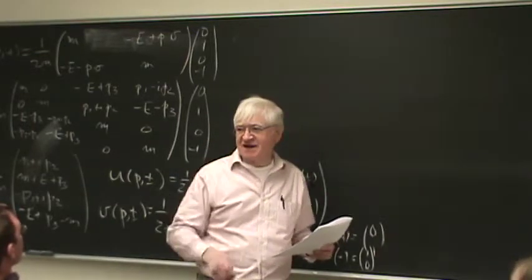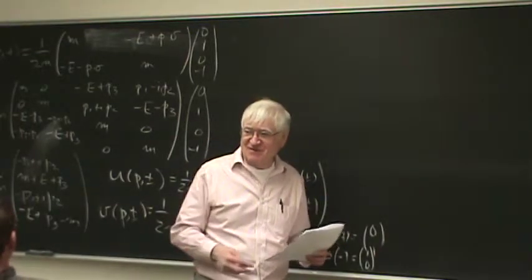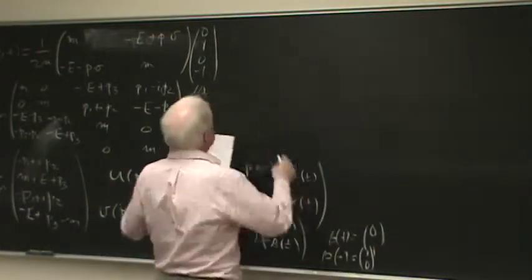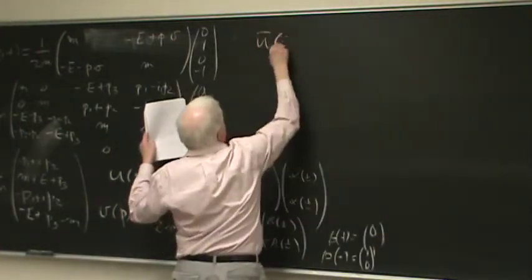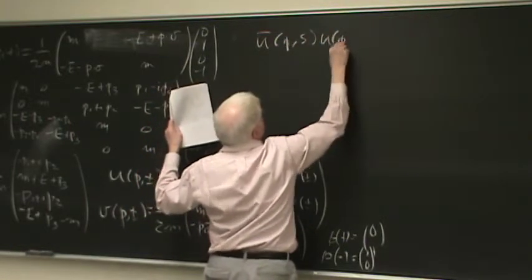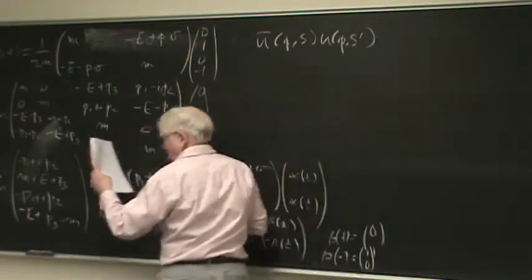Let's do now the second line of the Dirac introduction. Namely, let's compute some property, u of p and s, u of p and s prime.